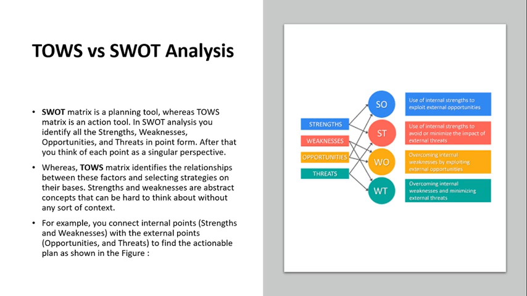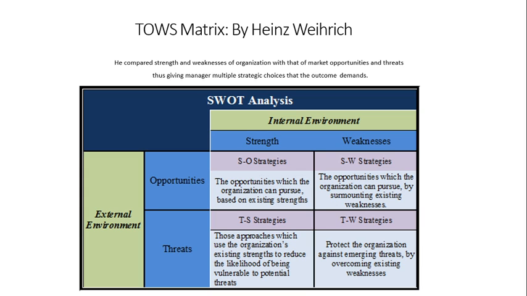I hope that's clear. So, the TOWS matrix is something formulated by Heinz Weihrich. He compared the strengths and weaknesses of an organization with market opportunities and threats, thus giving managers multiple strategic choices that the outcome demands. So, when you compare things together, you can easily identify which strategy will be more apt for the organization.